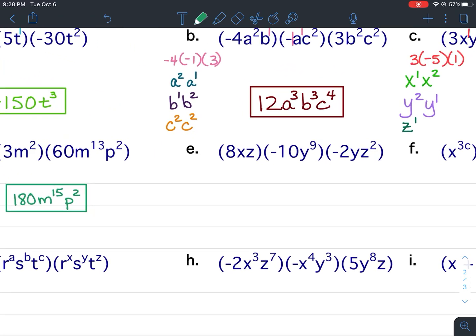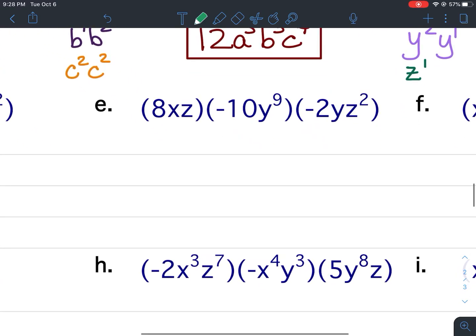Okay, the next one for E. I'm going to put all my ones that I need. The x needs an exponent. The z needs an exponent. And then the y in the last monomial needs an exponent. So let's group together our coefficients. We have a coefficient of 8, -10, and -2.